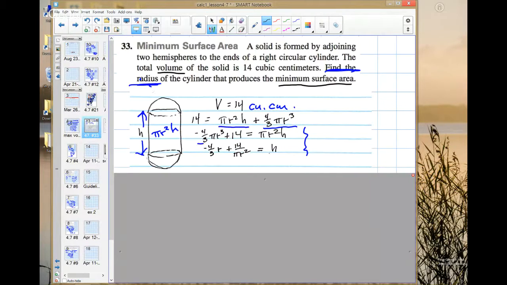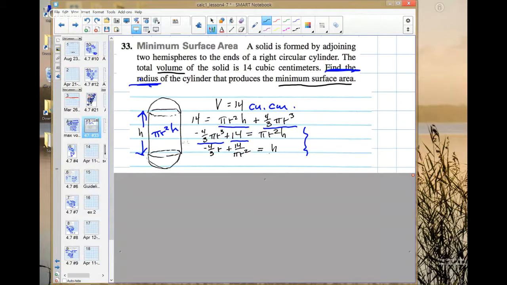First, what's this divided by pi r squared? All that would be left would be the negative 4/3 and the r. And then this divided by pi r squared, I just put it over pi r squared. So now we have a height that only has r's in it. This is what we needed. So let me pause there. Does that make sense? What am I going to do next? We found a way to find the height.